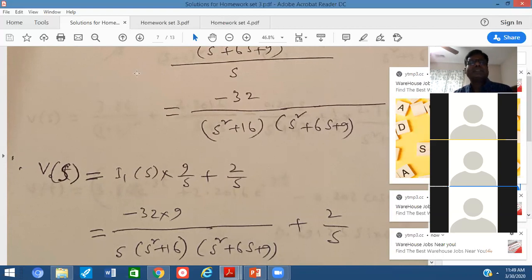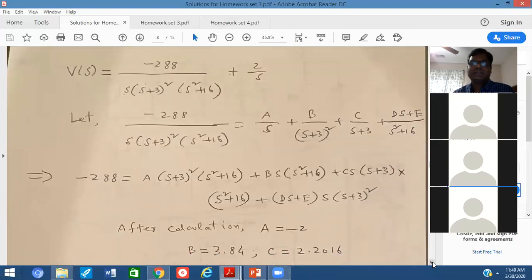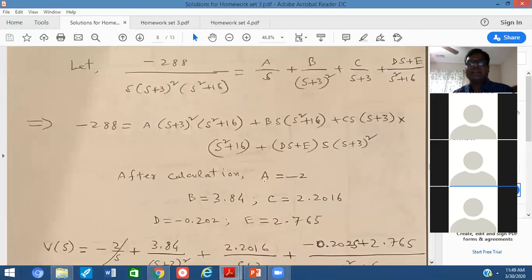So now this is my expression, minus 288 over this one plus 2 over S. So this is fine. For this portion, I am applying partial fraction: A by S plus B by this plus C by this plus DS plus C. After calculation, I got A equal to minus 2, and B, C, D are these values. Many of you got this properly, some of you got a slightly deviated value. I don't know why, but this should be the value that you should get.